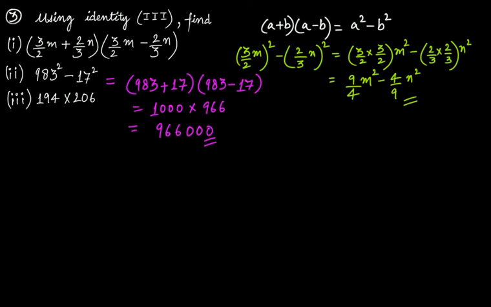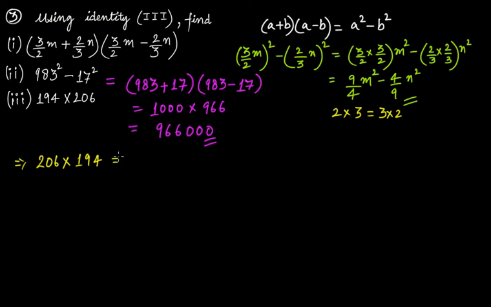Right? Now, this is the third one, that is 194 multiplied by 206. 194 multiplied by 206 means what? If you have to use this identity 3, then 194 multiplied by 206 can be written as 206 multiplied by 194. That is the commutative property of multiplication, that is 2 multiplied by 3 is equal to 3 multiplied by 2. Right? So, commutative property of multiplication.